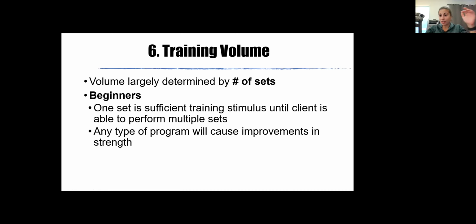Because again, understand there's a lot of time focusing on technique, a lot of neuromuscular coordination going on, right? So anything that they do will cause increases in strength, okay? So it's important to understand that 1 set is okay for beginners. You don't have to program 3 sets for a beginner, okay? So that's something important. And again, some beginners might be able to handle a little more depending how physically active they are. So in that case, maybe it's okay. You can give them 2 sets, right?